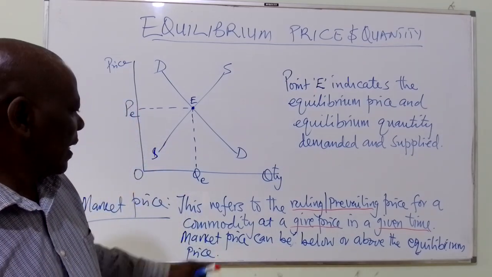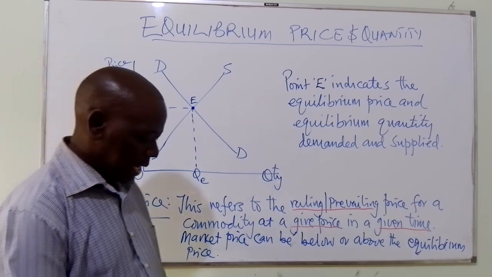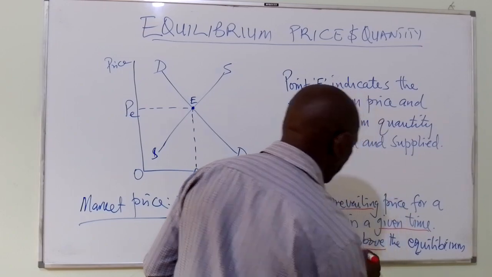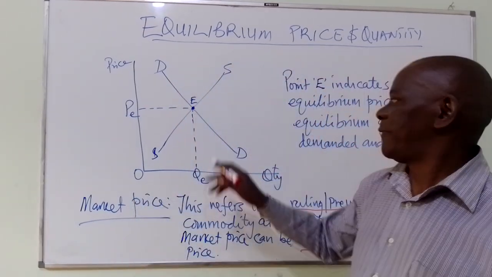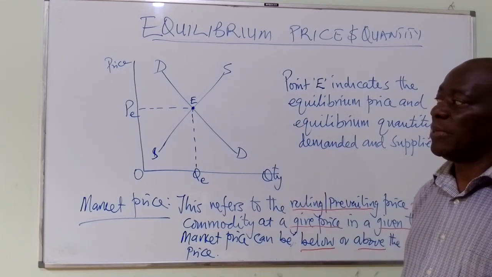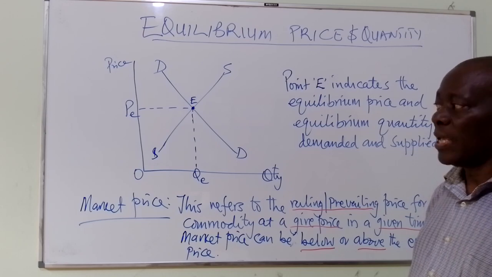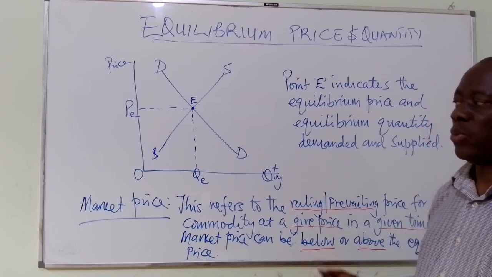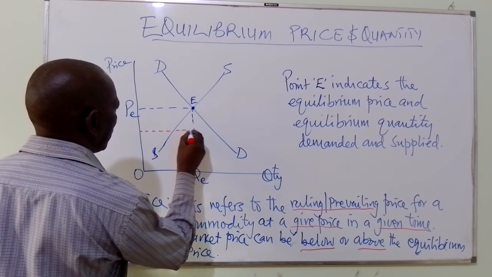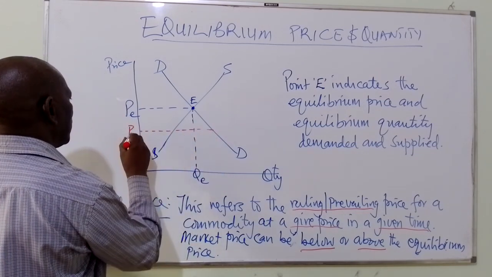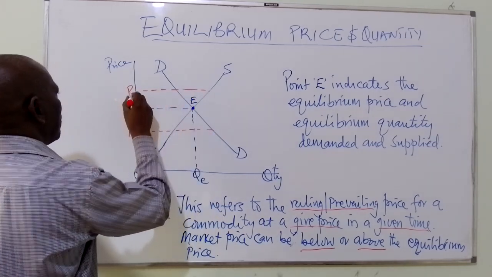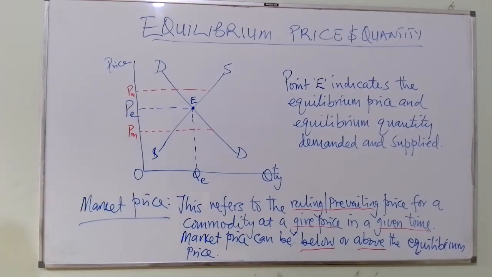So market price can be below or above. If it is not below or above, it can be at equilibrium. Then that means the equilibrium price will be the market price. But we can have the market price below. We can have it here, market price, or above here, market price. It can be below or above.